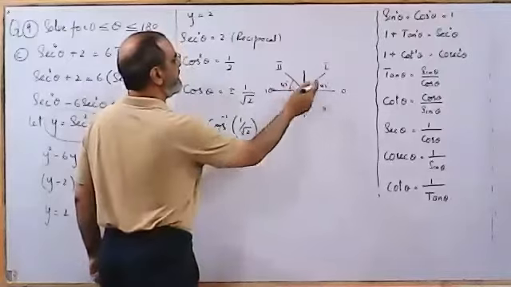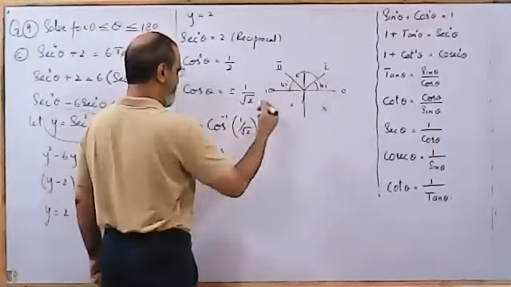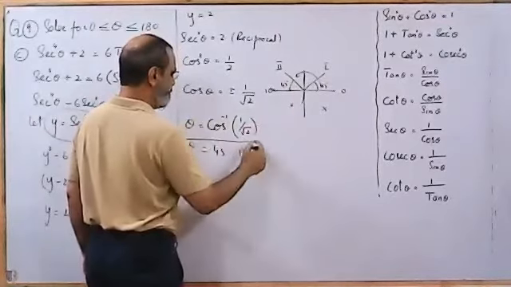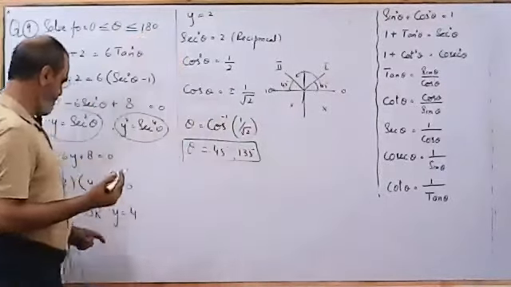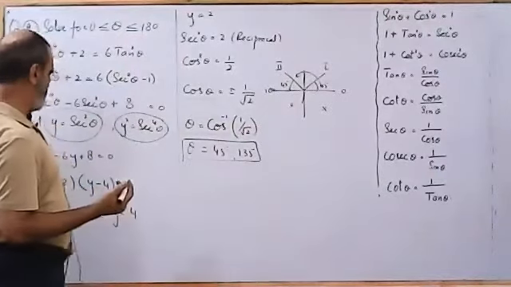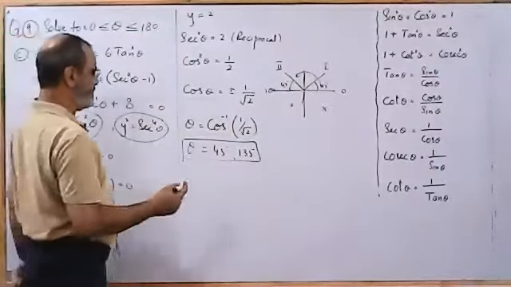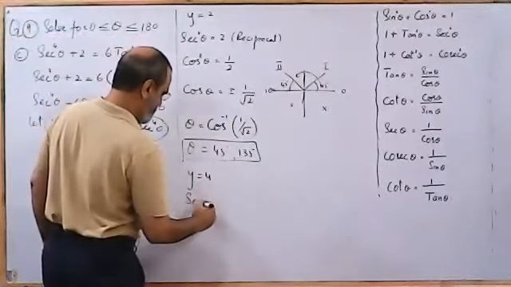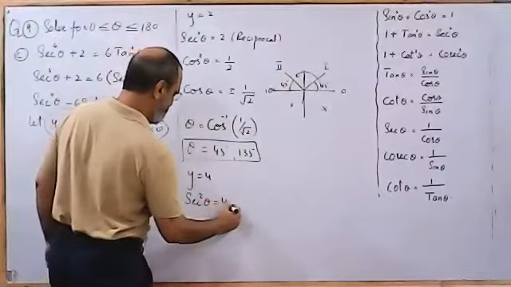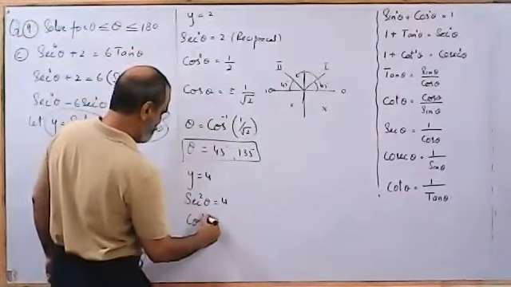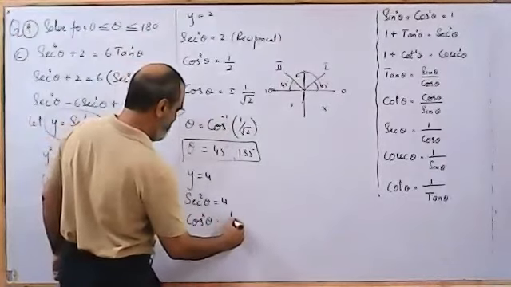The other one will be 180 minus 45, that is 135. These are two values for the first factor, y is equal to 2. Then I'll use the other one, y is equal to 4. So secant square theta is equal to 4, or cos square theta is equal to 1 by 4.